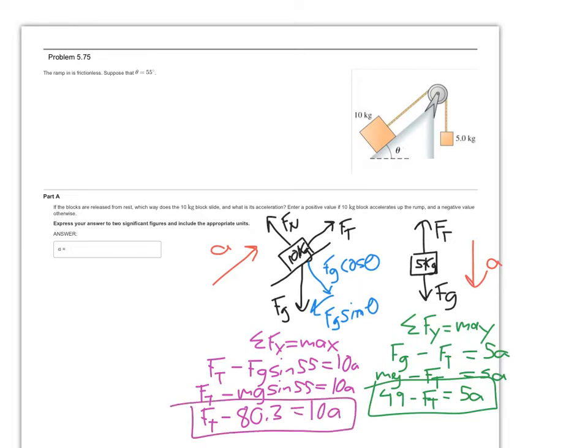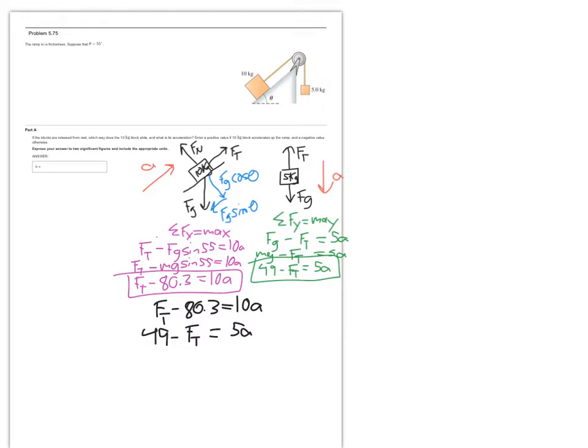Once again, I can go ahead and combine these two equations and solve for my acceleration. So I'm going to add these two equations, which is what I usually do. Those FTs go away, and I end up getting 49 minus 80.3, canceling out the forces holding the system together, equals 15a, which is the total mass of our system. When I solve for this, I end up getting that my acceleration is negative 2.09 meters per second squared.